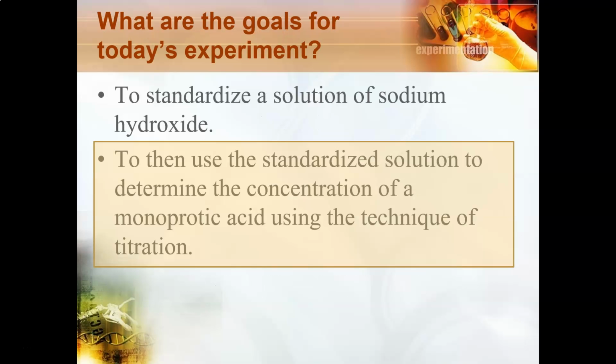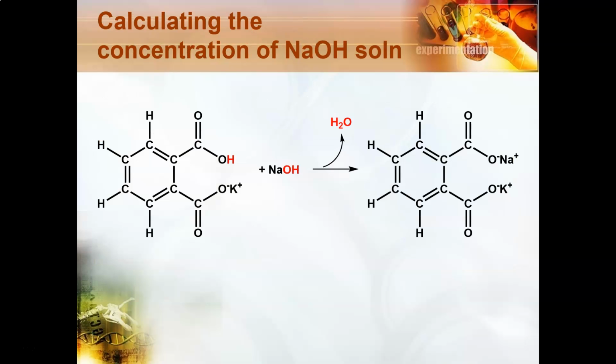Okay, so today's experiment, what are our goals? The second goal is now we have our standardized solution and we want to determine the concentration of a monoprotic acid. Again, we're going to use titration. So first, before we do this, we have to calculate the concentration of our sodium hydroxide solution.